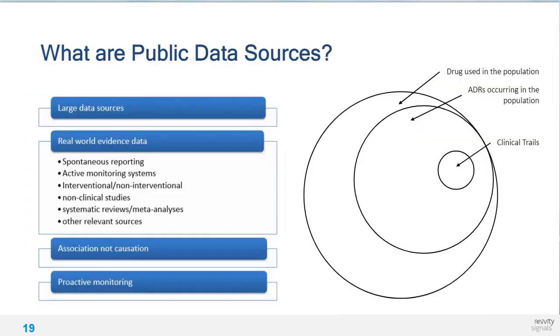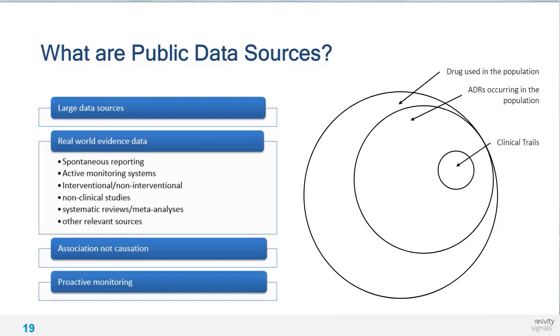So what are the data sets that we actually monitor for pharmacovigilance? If you look at the graph on the right-hand side, here you can see that this big circle represents the drug being used in the population. And this is the adverse drug reactions occurring in the population. And this is the adverse events being captured in clinical trials.